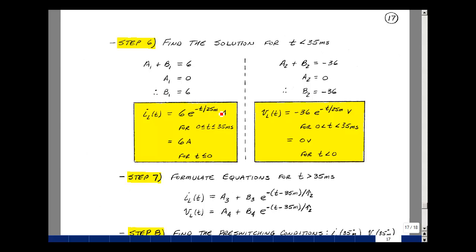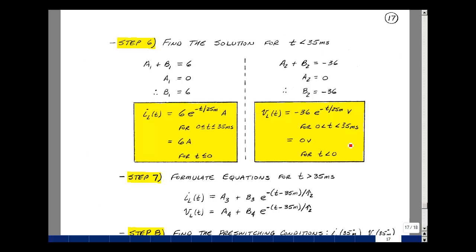For the voltage, we had that A2 plus B2 is equal to minus 36. A2 was 0, so B2 is minus 36. V_L is equal to 0 minus 36 times e to the minus t over tau. I'll call this tau 1 due to our first circuit. And this will be valid between 0 and 35 milliseconds because the voltage can jump instantaneously. In fact, it did. We jumped from 0 volts to minus 36 volts. So that's our result like we did previously.